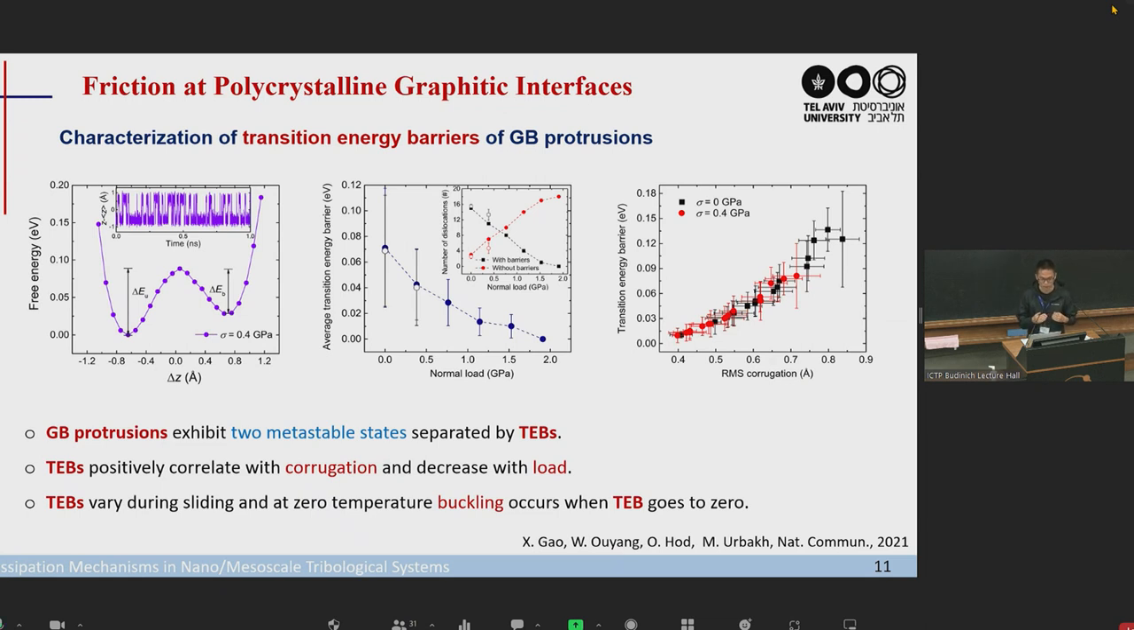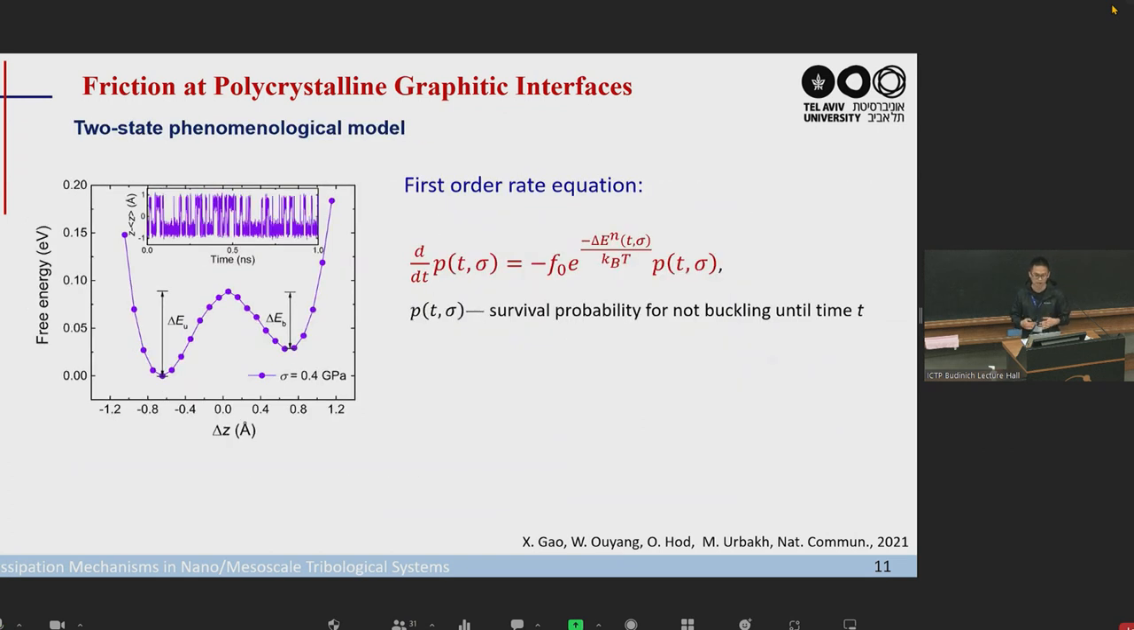At zero temperature, the transition energy barrier actually varies with the sliding position. And once this transition energy barrier goes to zero, buckling occurs. With further sliding, if the transition energy barrier becomes zero again, it will buckle back. And with temperature, the buckling can occur at an earlier position. Based on these results, we derive a two-state phenomenological model. In this model, the buckling probability is related to the transition energy barrier.